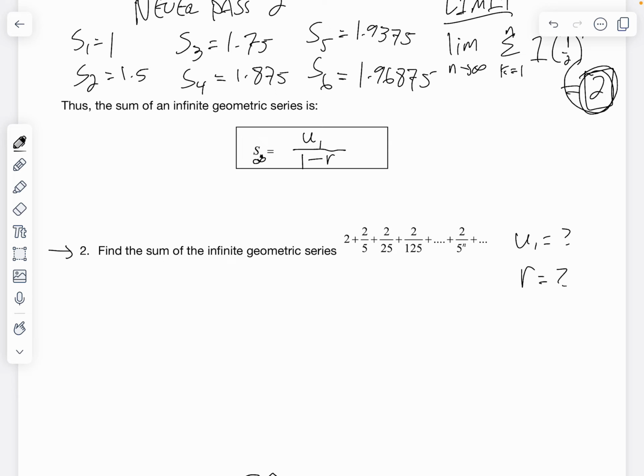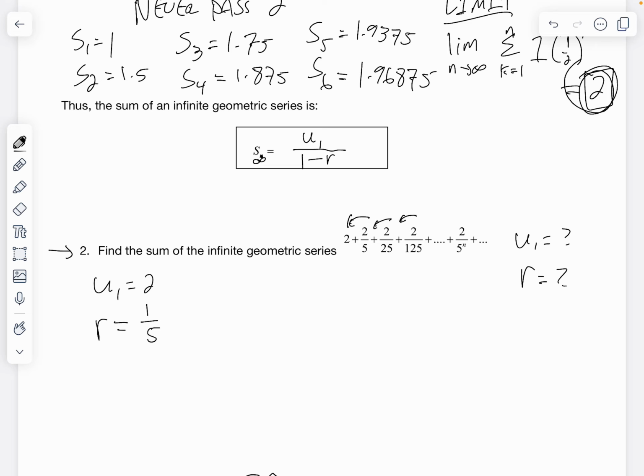All right, if you paused the video and gave it a try, or if you didn't, let's go through how to do that. So U1 is 2, and R, you could get it by dividing. This one, it's pretty easy to see that R is 1/5. Sometimes it's hard to see in a geometric series what it is, but you can always take the second term and divide by the first. And that'll also help you see if it's geometric, if it's arithmetic, or if it's neither, because you should have the same thing every time.